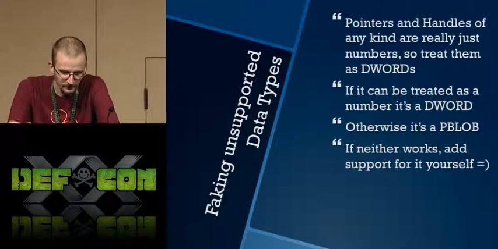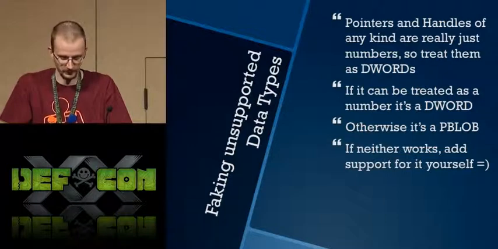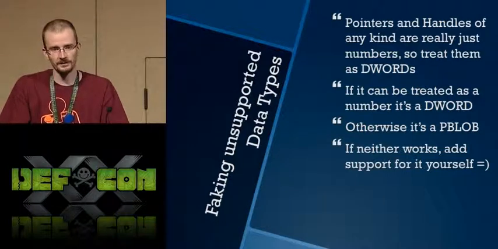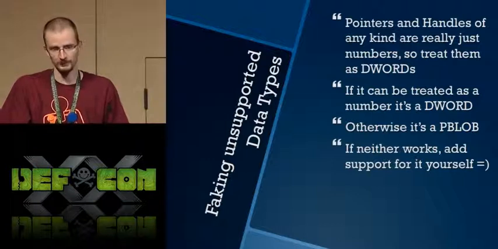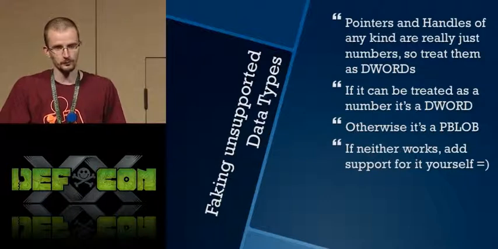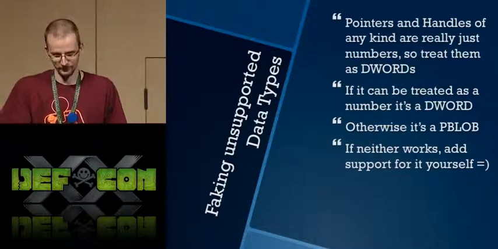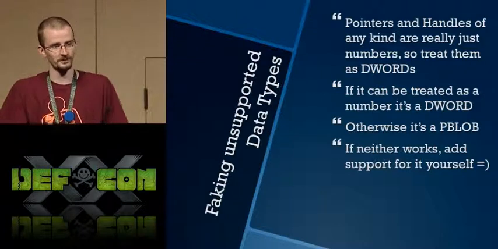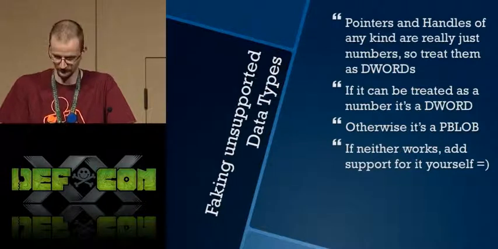Sometimes we have to kind of fake it, and I made reference to this earlier with the DWORD thing. There's a lot of crazy data types that you can run into with the Windows API, a lot of custom structures, and even simple things like handles and pointers that Ruby doesn't have a concept of. So we kind of fake it. Anything that basically boils down to being a number, you just treat as a DWORD. Otherwise, it's a blob. If neither really works for your scenario, my recommendation is add support for it yourself. It seems intimidating at first, but it's actually really easy to work with this stuff.